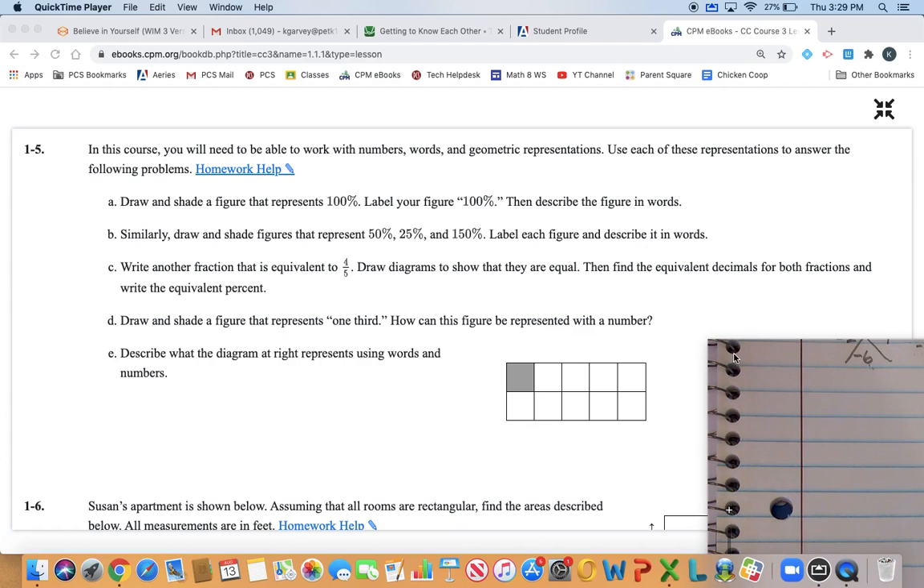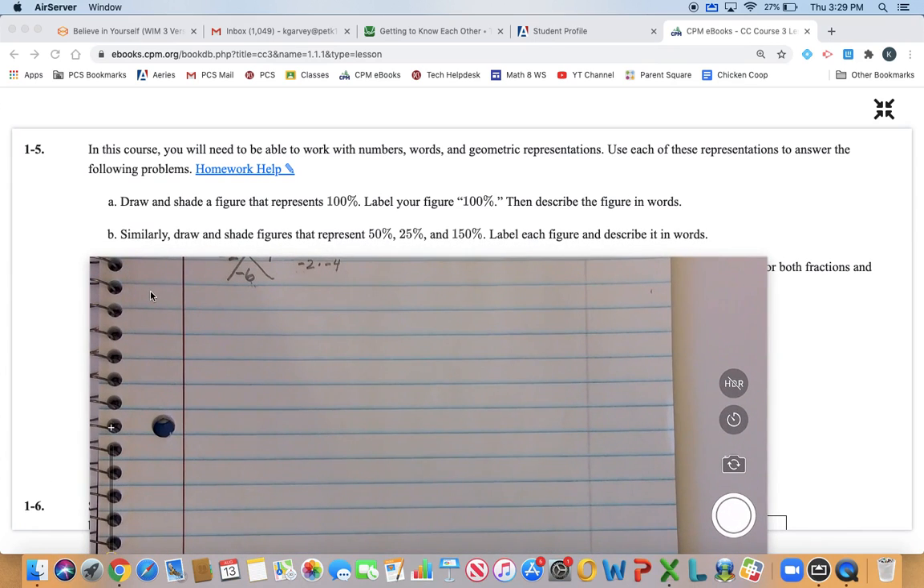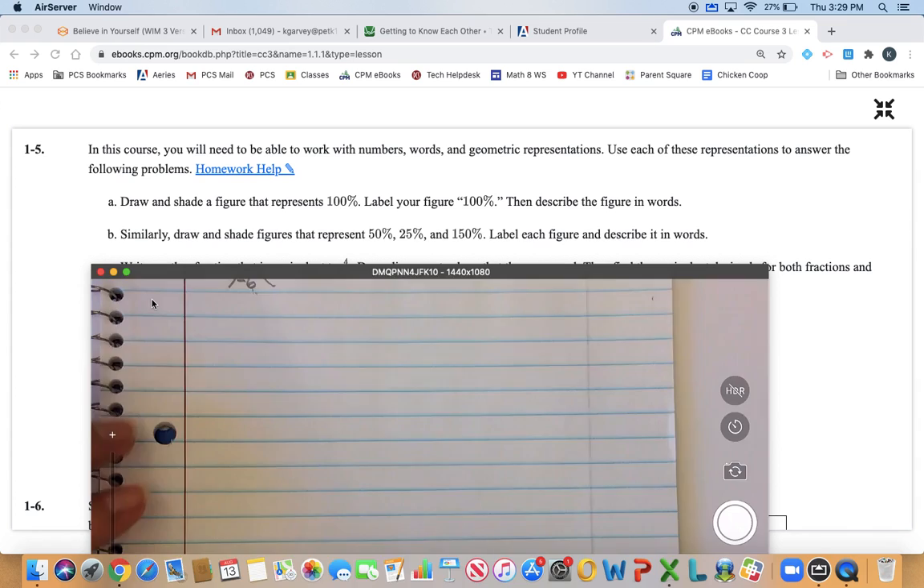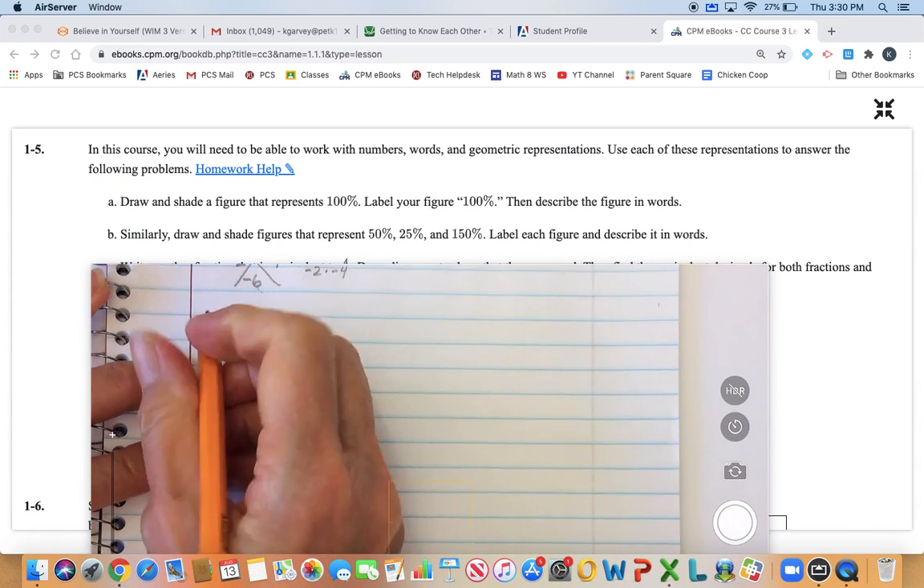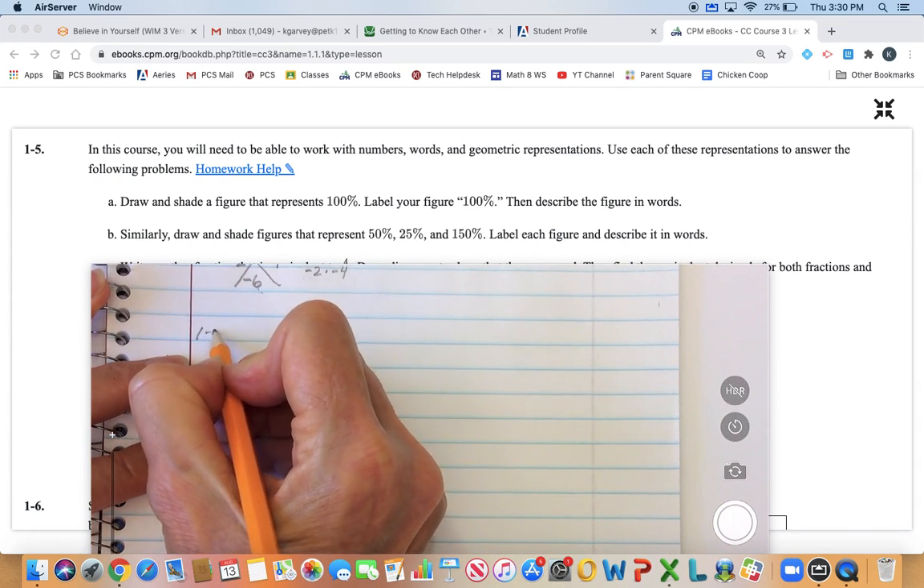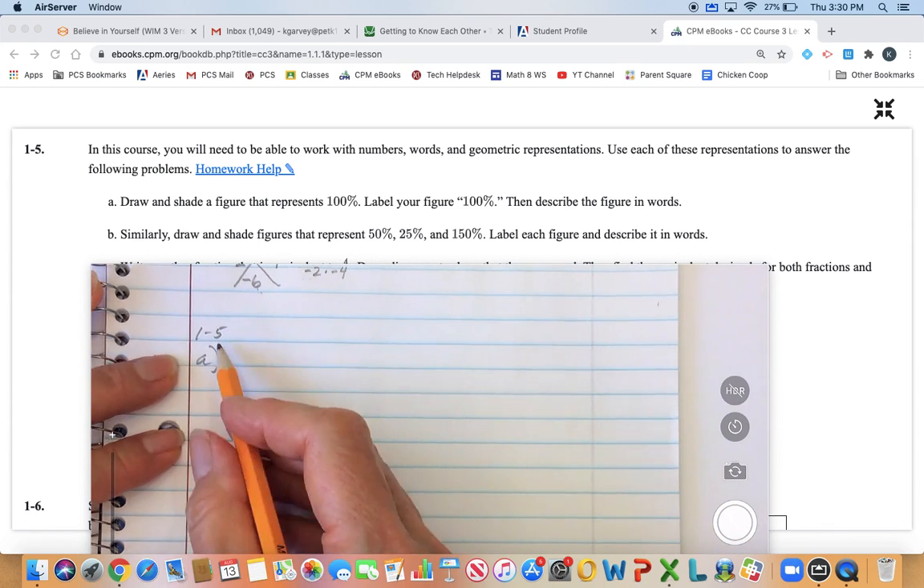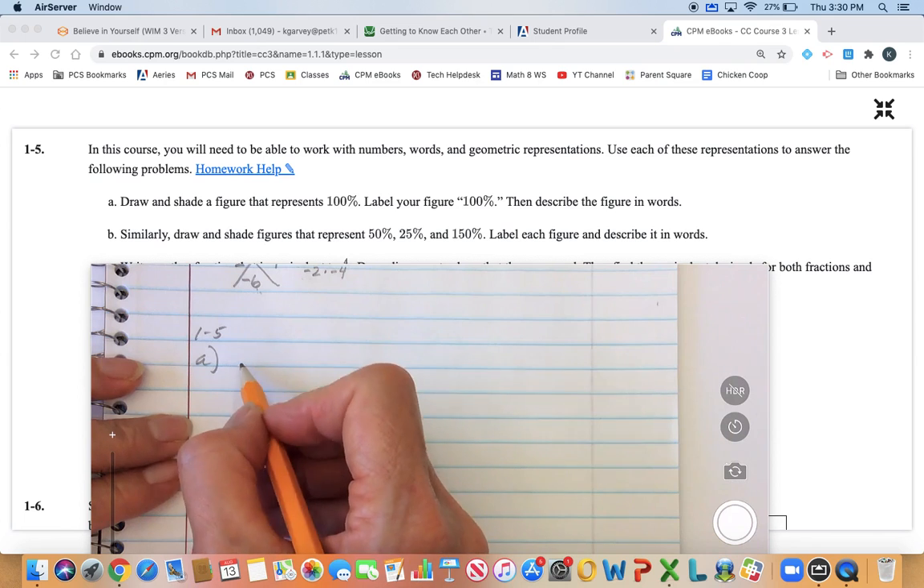All right, so let's pull my paper over here and we can get started with A. (1-5) A. Draw and shade a figure that represents 100%.